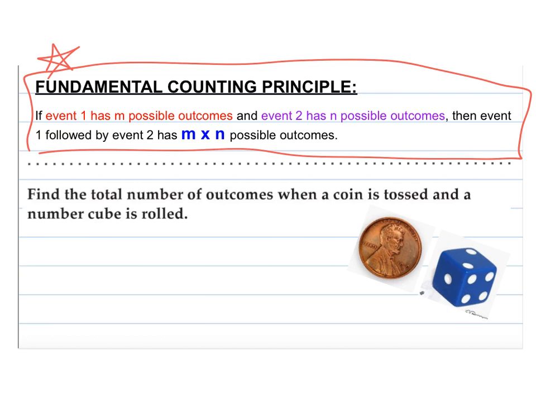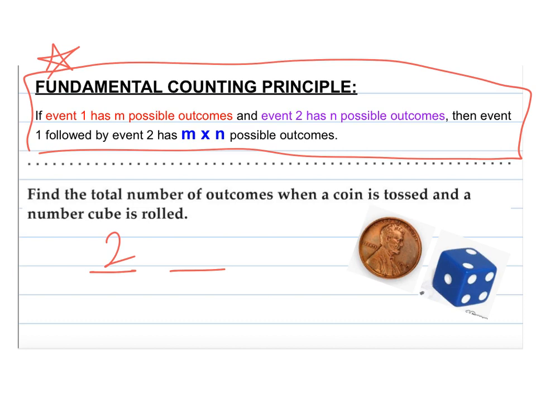So we're trying to find the total number of outcomes when a coin is tossed and a number is rolled. So I always ask myself, how many events are happening? Looks like 2. We're flipping a coin and we're rolling a cube. Thinking about a coin, how many possible outcomes are on a coin? Well, I could get a heads or I could get tails. That's 2 outcomes.